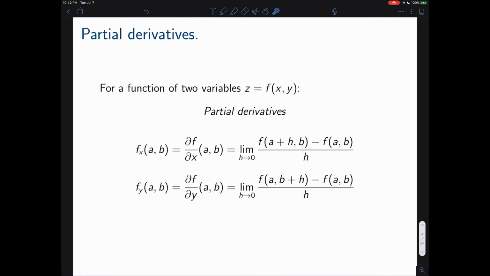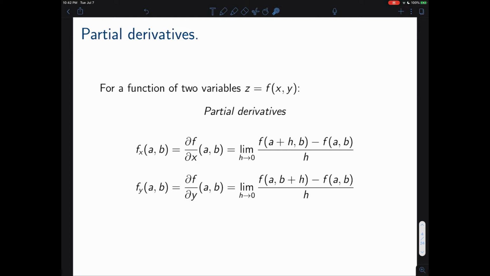In the first equation written here, I have a difference quotient: f of a plus h comma b, minus f of a b, divided by h. So for the first variable, the x variable, we're putting a difference, a plus h versus a. But the second variable, y, is staying constant. It's just staying at b.